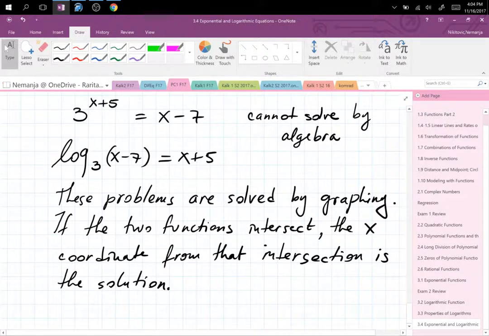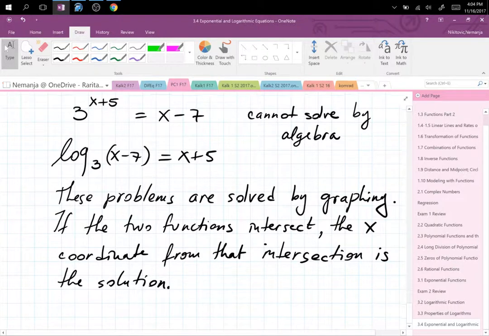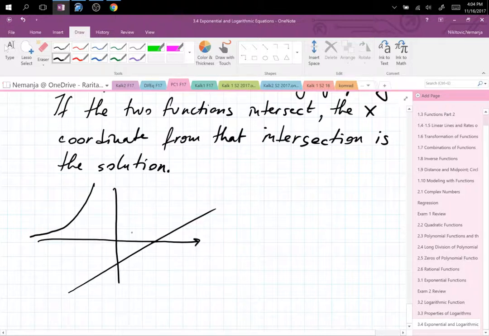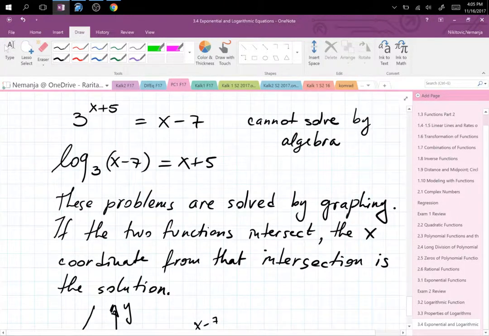So what happens in this particular case, we have an exponential function, which is right here, and you have your linear function that goes like this. So this is your x minus 7, and this is your 3 to the something. What do I have? x plus 5.